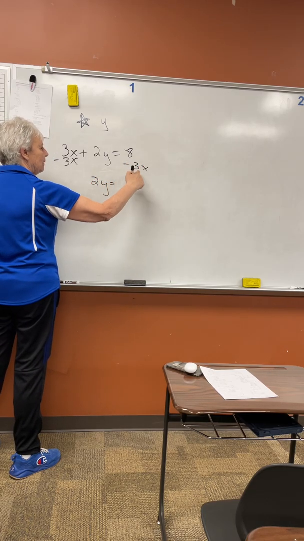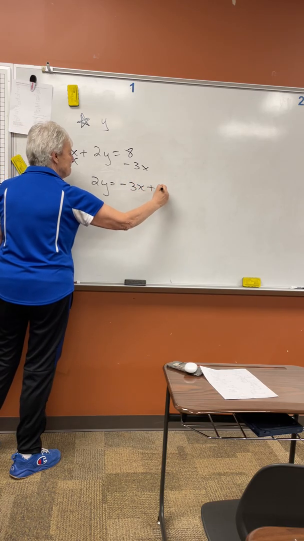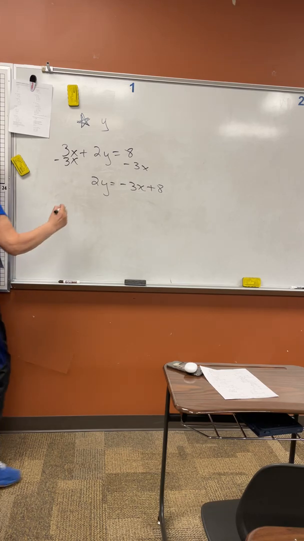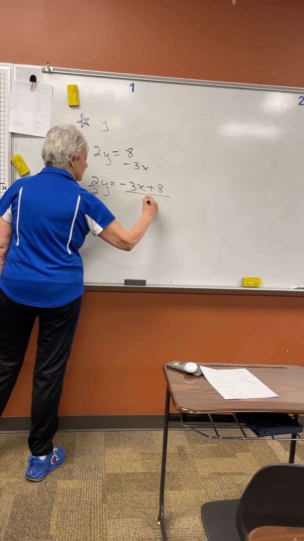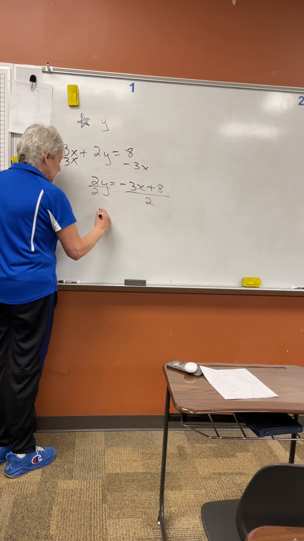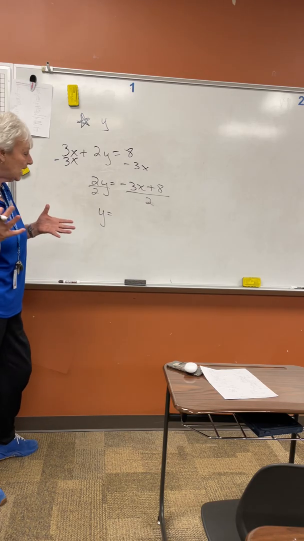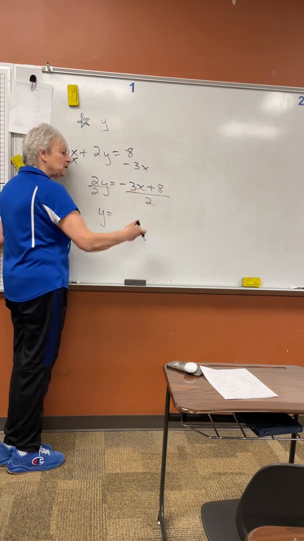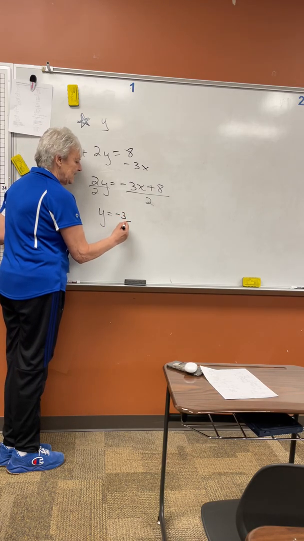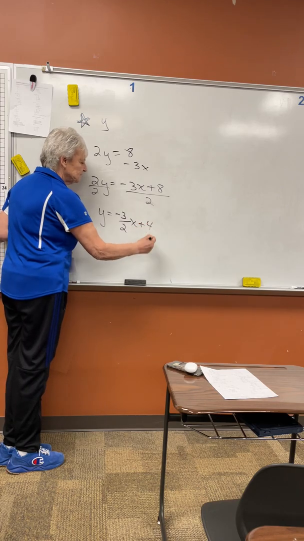2y, and I'm going to put this first to make it in standard form. Now divide by 2. Now you have two choices here. Since this is a linear equation, it graphs into a line, you probably want to go ahead and divide by 2. Negative 3 halves x plus 4.